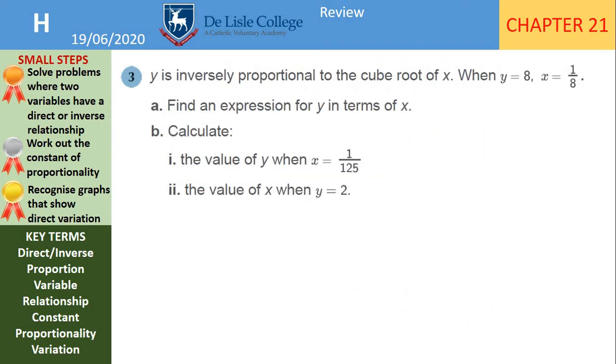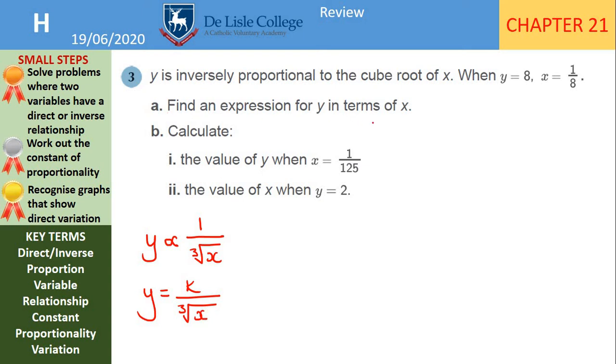Question 3, we've got y is inversely proportional to the cube root of x. So y, our proportionality symbol, inversely proportional, remember that means the reciprocal, 1 over the cube root of x. Let's be really precise here. Remember, this means that y is equal to a constant of proportionality multiplied by 1 over the cube root of x, and we just replace the k on the top of the fraction.